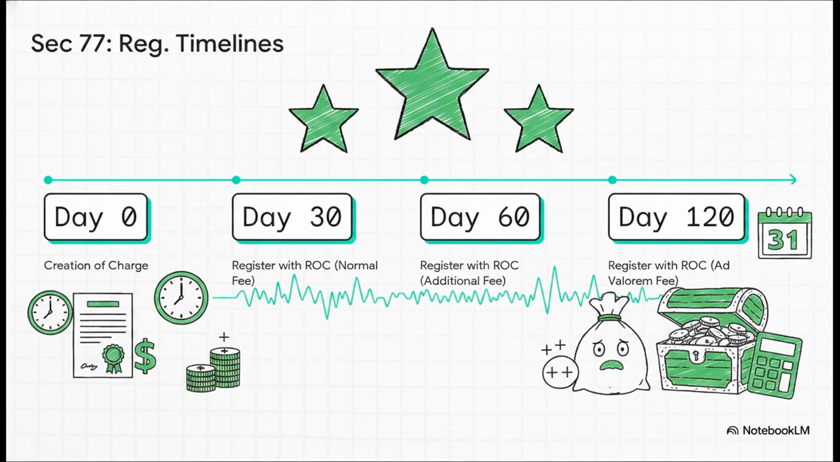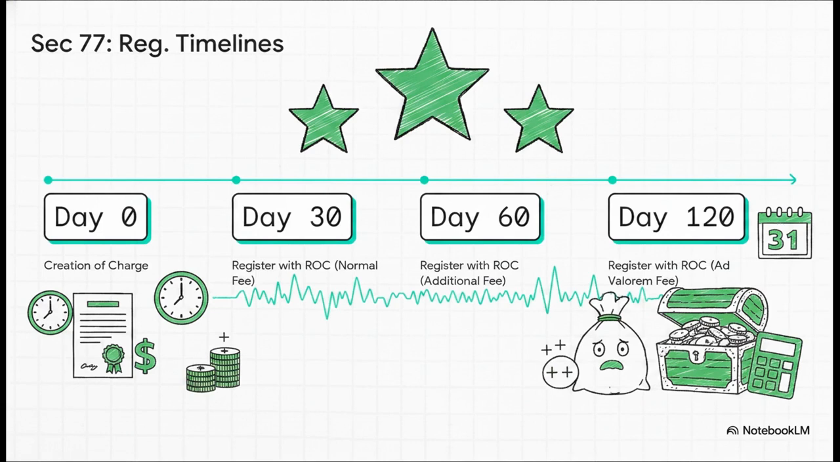If you are still dragging your feet and you're late, the ROC gives you up to 120 days from creation, but now you'll be hit with an ad valorem fee, which is a hefty fee based on the actual value of the charge. Remember this specific rhythm. It's a 30-30-60-day jump. Day 30 normal, day 60 additional, day 120 ad valorem.